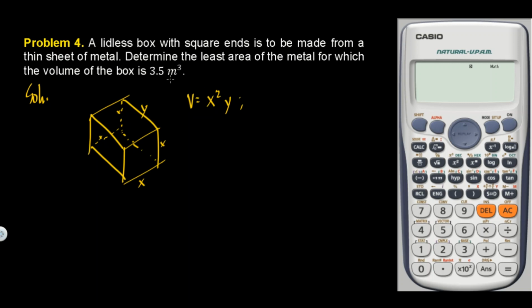Wait, what is volume? Volume is 3.5. Okay, let's put that in. Then we solve for y. Yes, so y is 3.5 over x squared. Now, what is the area?